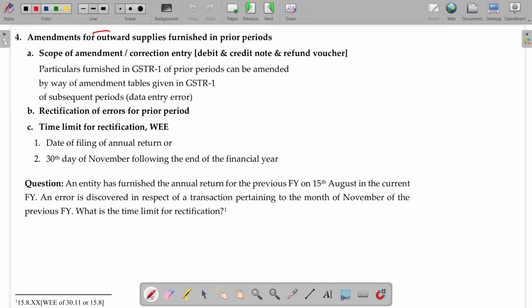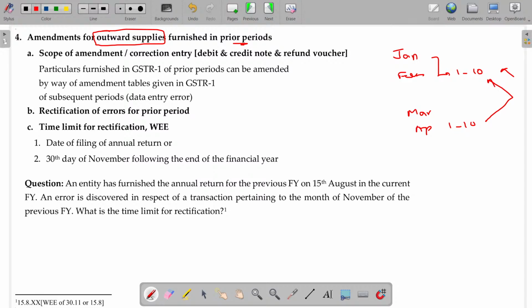Now, amendments to outward supplies furnished in prior periods. Can I edit? Last year I furnished wrongly. Yes, there is an amendment table also. January particulars can be filled in February 1st to 10th. But here you filed wrongly. While filing the March return in April 1 to 10, you can go and amend this.